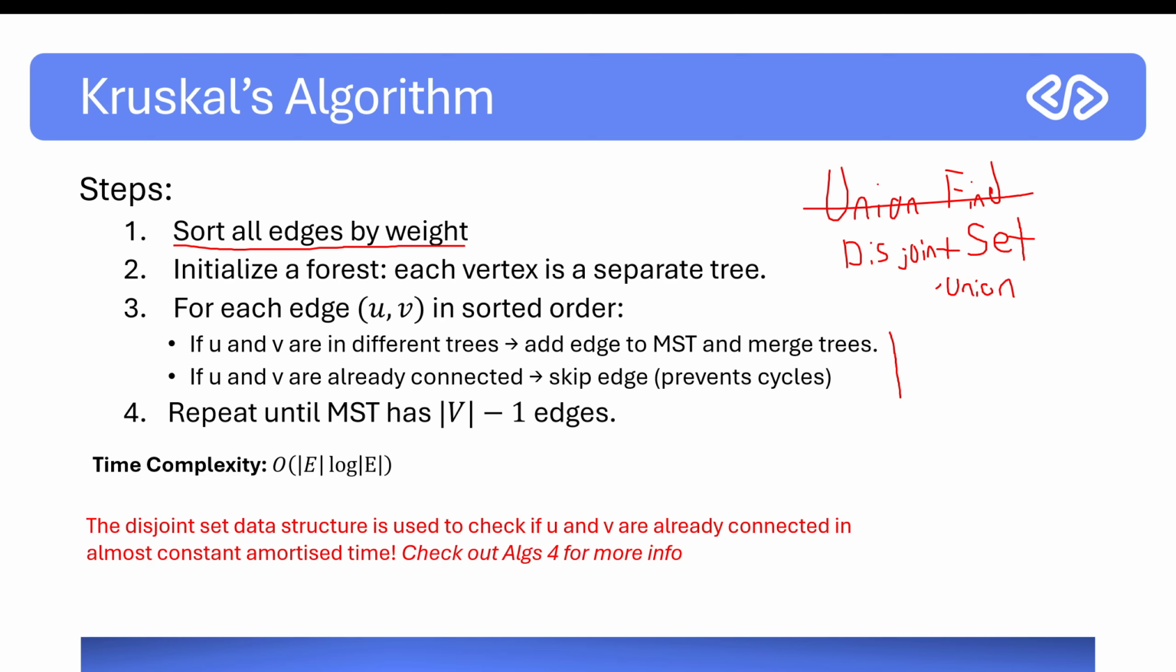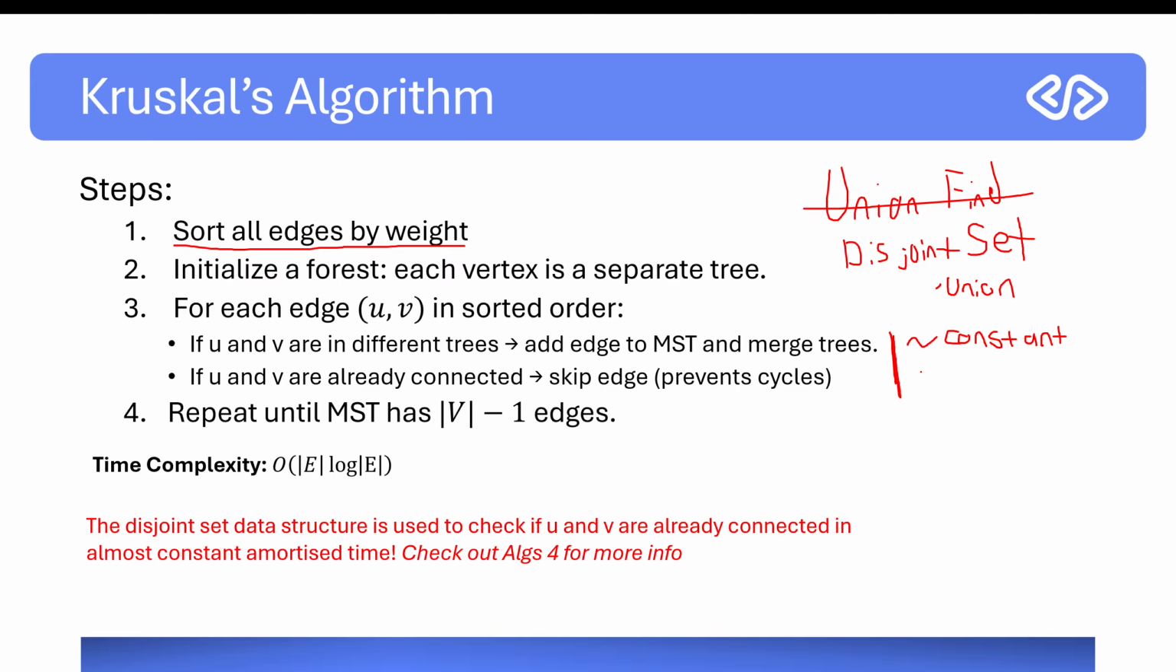Okay, so the disjoint data set. Again, we were talking about amortized time. We're going to be doing a sequence of unions and then checking if things are already connected. Those are sequences of operations. It turns out these operations are essentially constant, approximately constant time, which is amazing.